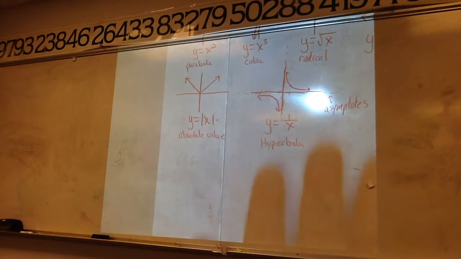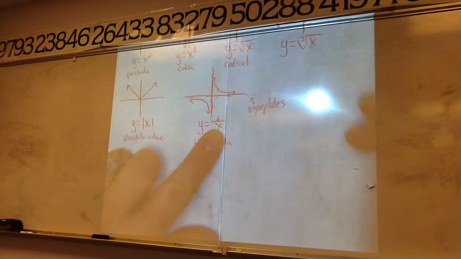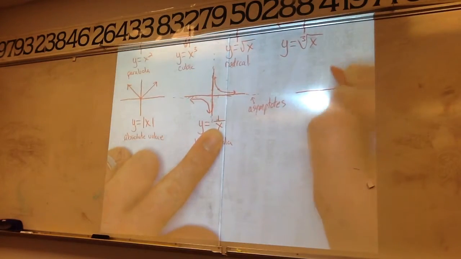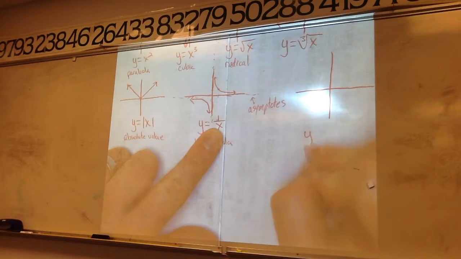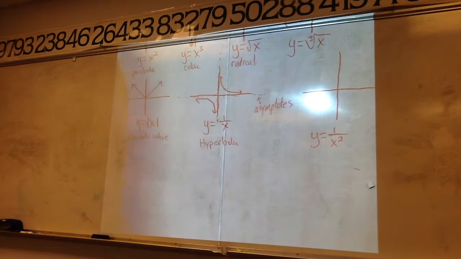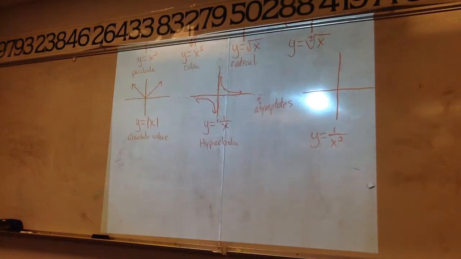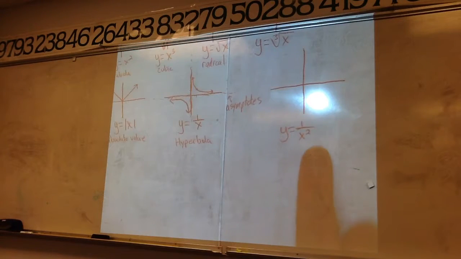Now we might as well do one more, just because you guys are advanced. 1 over x squared. This will be the last one, I promise. Can you draw that without me telling you what it would look like?